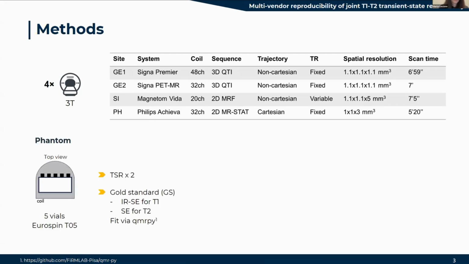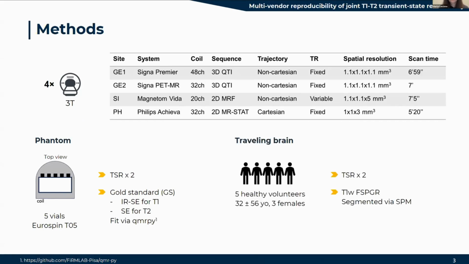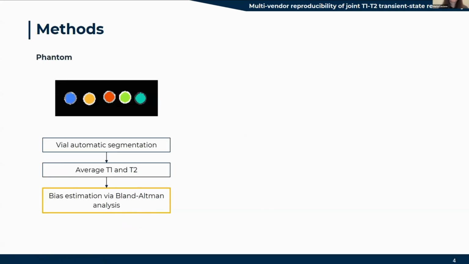For the first step, we acquired a phantom that consisted of 5 vials from the Eurospin 5 objects. We scanned the TSR method twice at each site and acquired a gold standard protocol for the evaluation of quantification accuracy. Then for the traveling brain study, we acquired the images of 5 healthy volunteers. Again, repeating the TSR method twice, and then acquiring a T1 weighted image for anatomical reference.